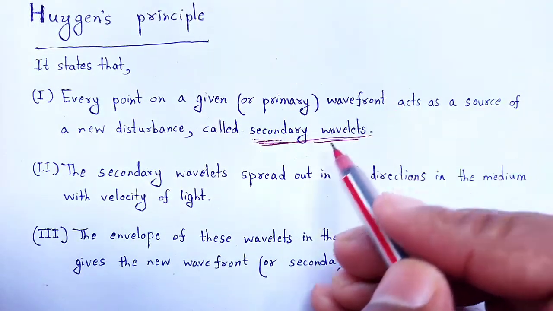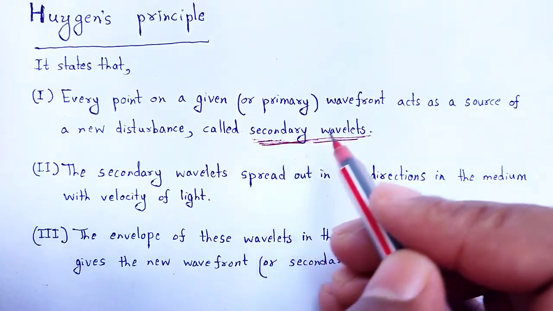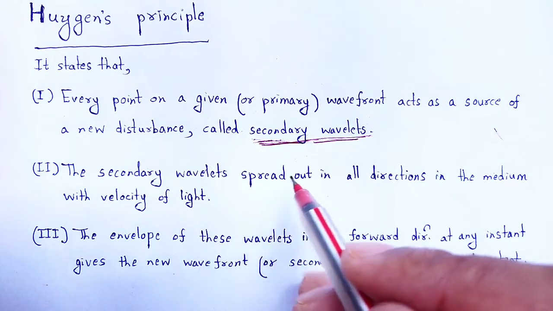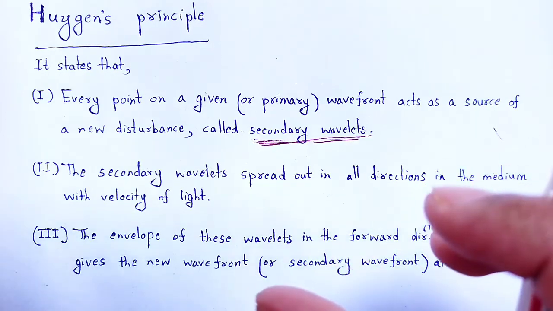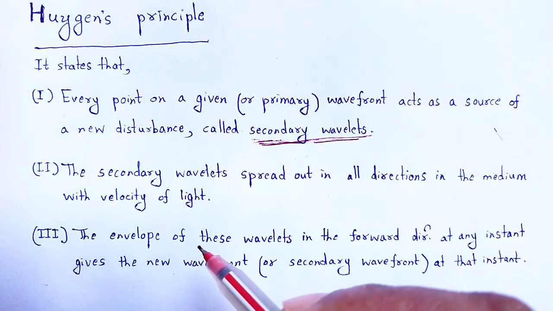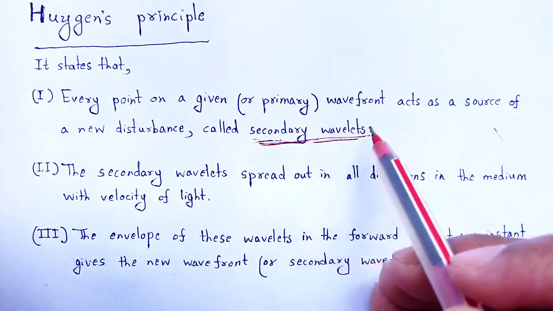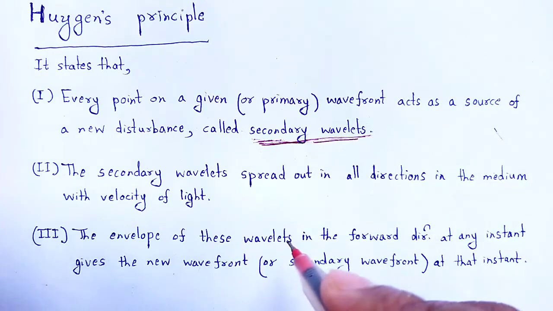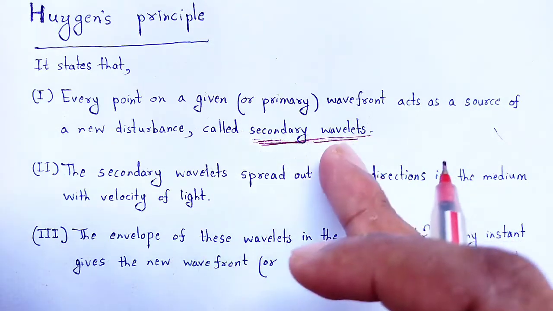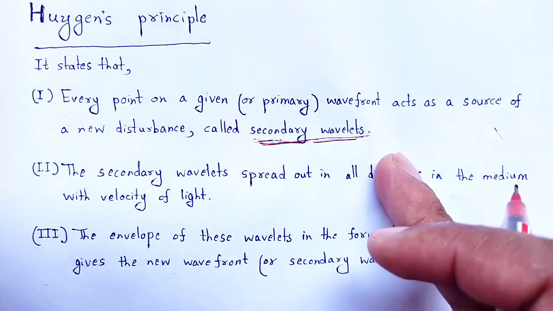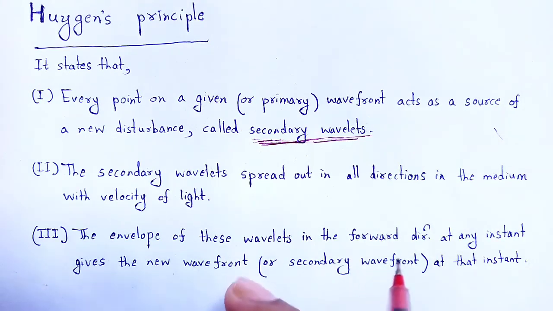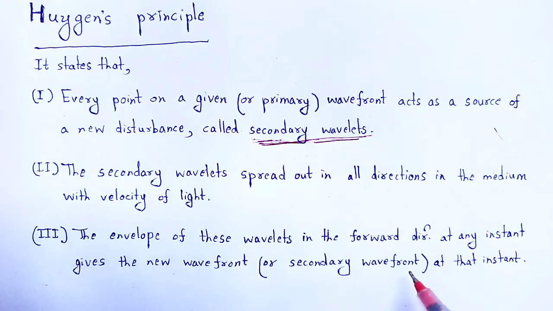From the primary wavefront, the new disturbance is produced, and that new disturbance is named the secondary wavelets. The secondary wavelets spread out in all directions in the medium with the velocity of light. The envelope of these wavelets in the forward direction at any instant gives the new wavefront, which is the secondary wavefront.